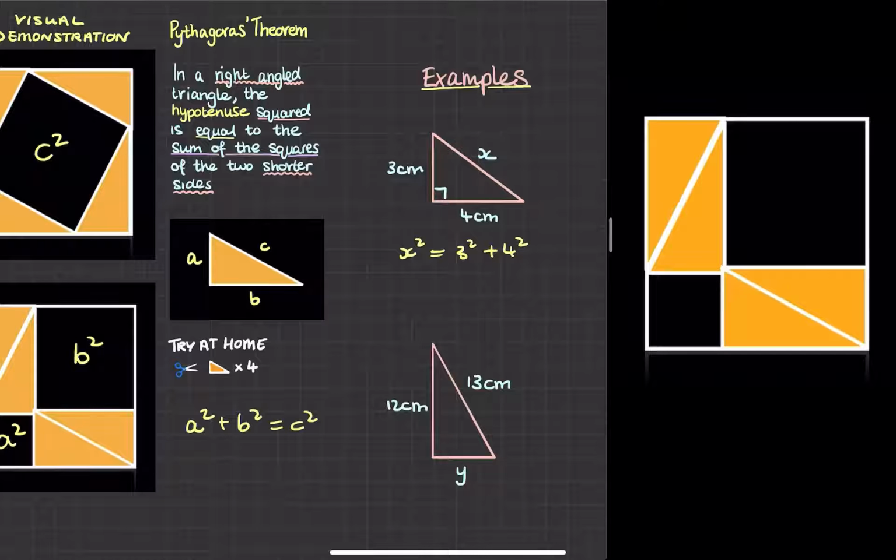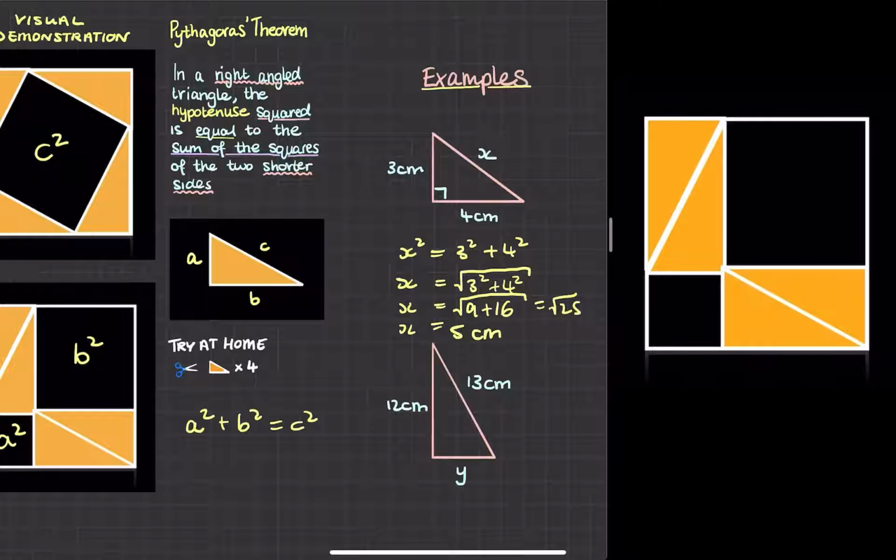Now this makes x squared, but I want to know what x is. What's the inverse operation? What's the opposite of squaring? It's a square root. So I'm going to square root 3 squared plus 4 squared, and that gives me x is equal to the square root of 9 plus 16, so that makes the square root of 25. What is the square root of 25? The square root of 25 is 5. So that'd be 5 centimeters.